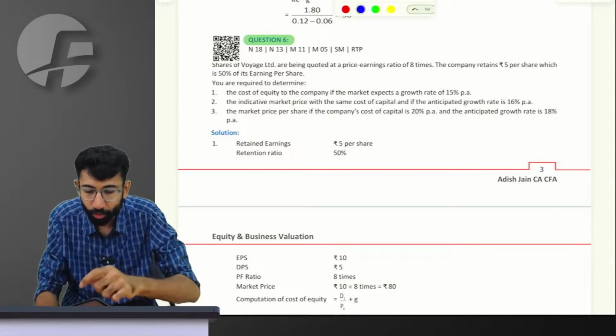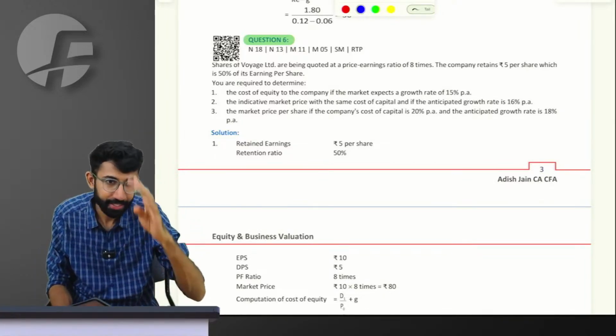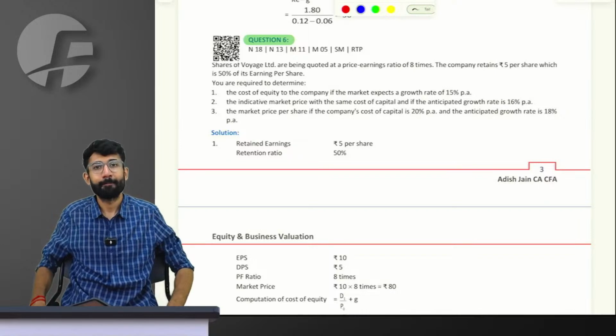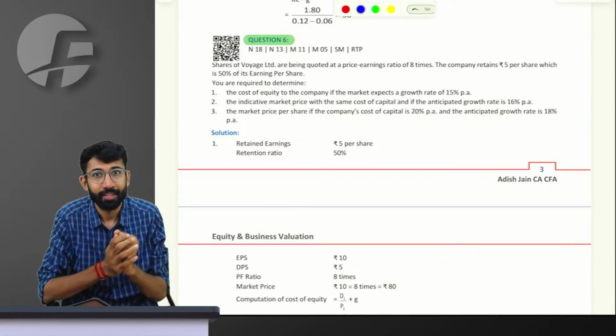Which preference do you think can be applied here? Preference 1, 2 or 3? I'm giving you 30 seconds, everyone, to think in the class. Recorded people, you can't sit this way. Think.